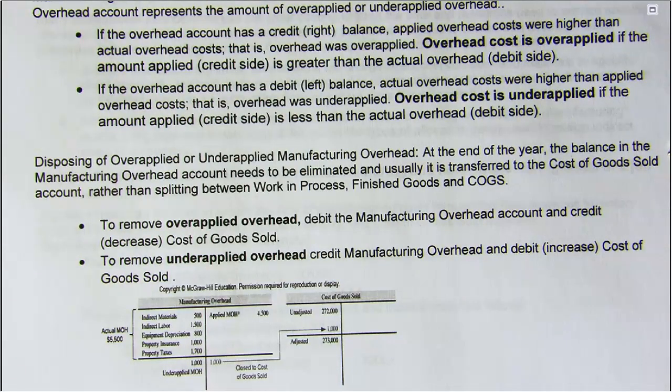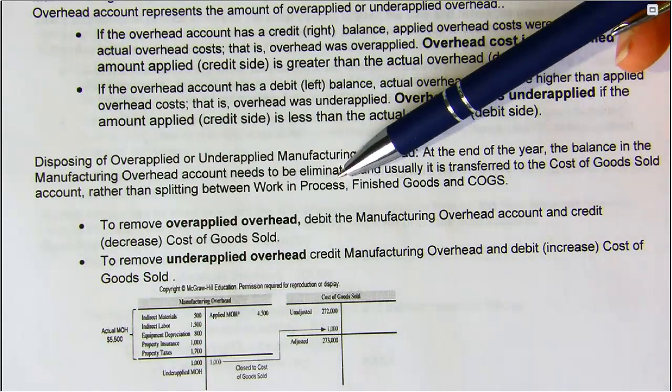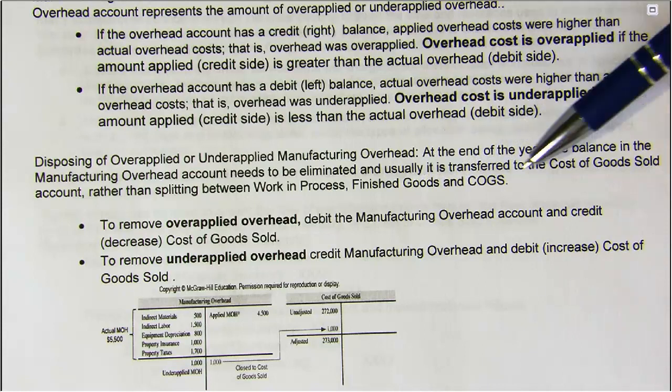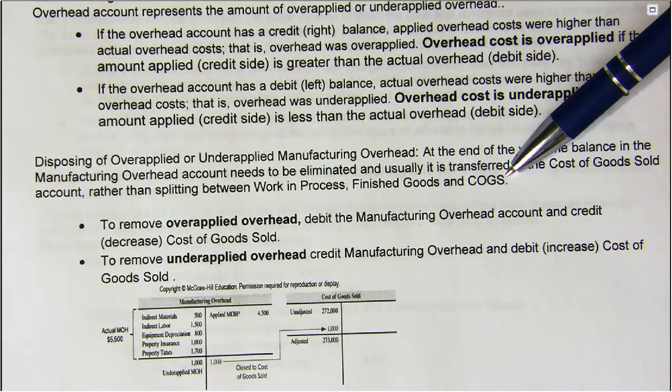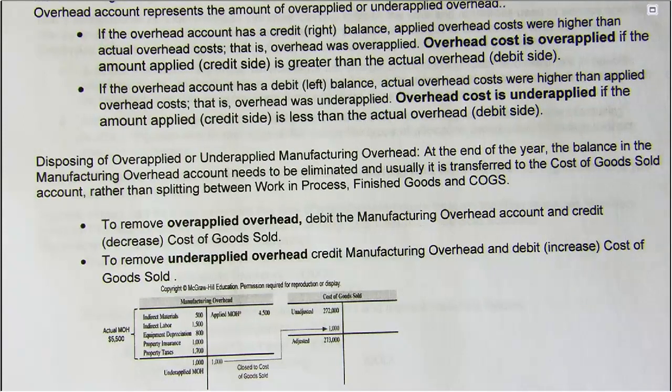However, if you wanted to be super accurate, you would split the over or underapplied overhead between where that inventory now is. If it's still in work in process, a portion of it, you would put some of that under or overapplied overhead in work in process. If it's waiting to be sold, you'd put some of it in the finished goods account. And if it's already sold, you would transfer some of that to the cost of goods sold. But what we're going to do is just close out the balance of the manufacturing overhead account into cost of goods sold.